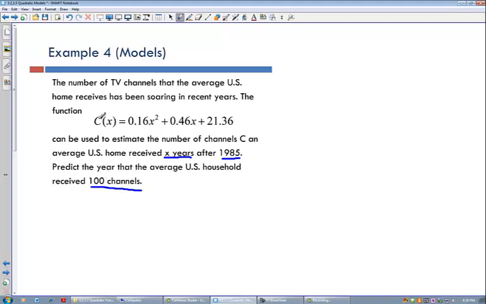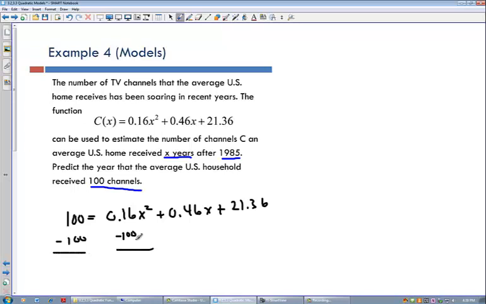Okay, so the idea is you have this 100 channels, and you have to ask yourself, is that x stuff or is it c stuff? And x stuff is years, so you're not going to plug it in for x, you're going to plug it in for c. We're trying to figure out the years, so we'll have 100 equal to, and then we write the formula on the right, 0.16x squared plus 0.46x plus 21.36. We want to use the quadratic formula, so we need to move over this 100, so we'll subtract 100 from both sides.